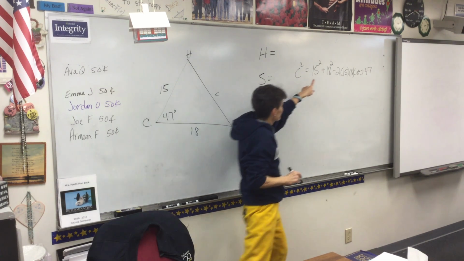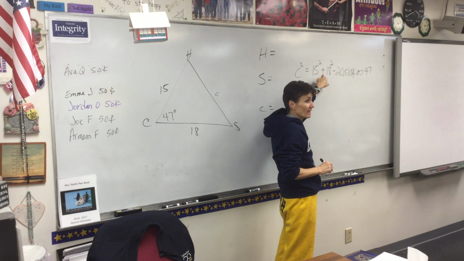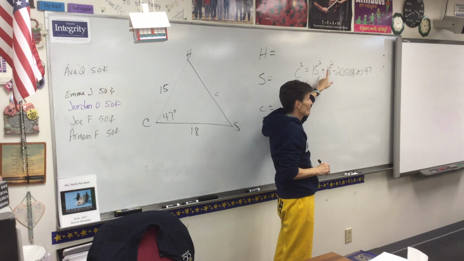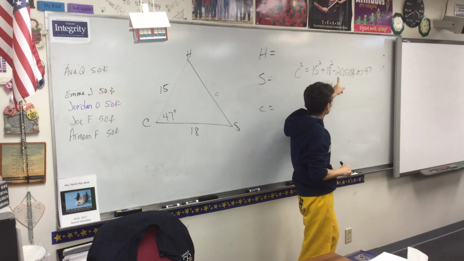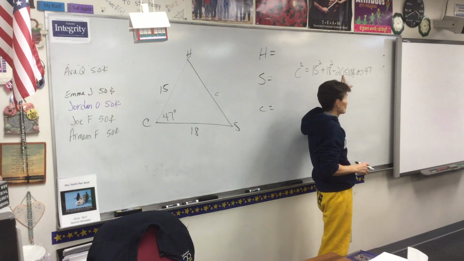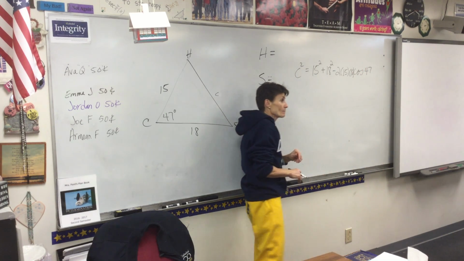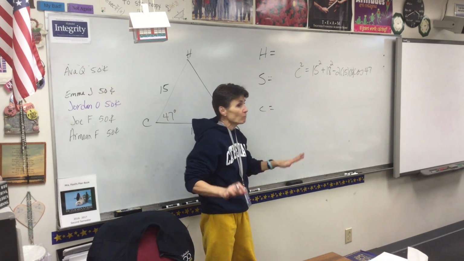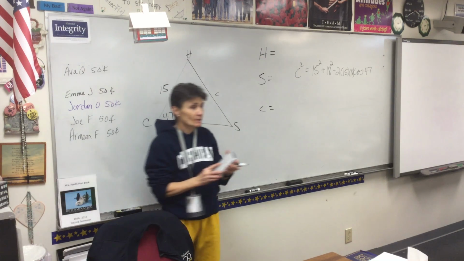Don't forget that plus sign there. I noticed when I was working with some kids yesterday, they were forgetting to put a sign there. That's a plus, always plus. So it's 15 squared plus 18 squared minus 2, always 2, 15 times 18 times cosine 47. Straightforward, nothing tricky. So now we can just type that in on our calculator.